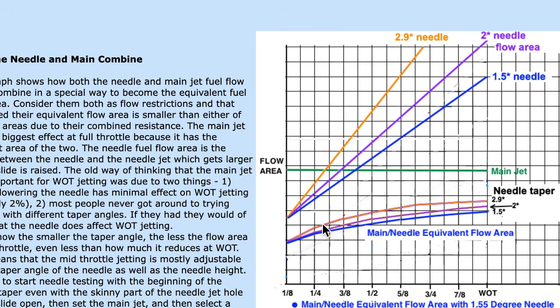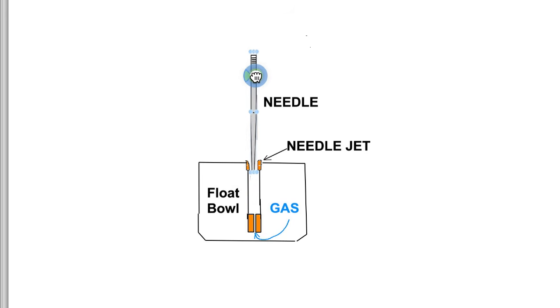It's going up as a result of that taper, and then it increases less and less because of the limit of the main jet. So it's a combination of the two that make that. And the main jet influences the mid-throttle jetting, and the needle influences the wide open throttle jetting. So this is what you have. Lots of clearance right there at wide open throttle. Minimal clearance at closed throttle.